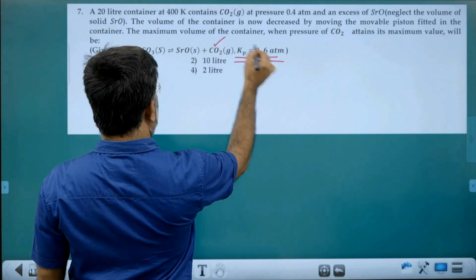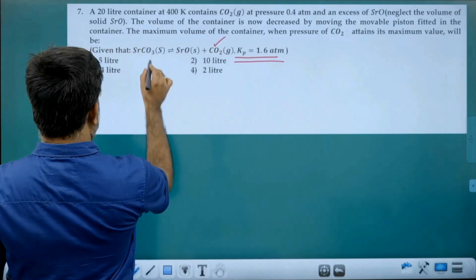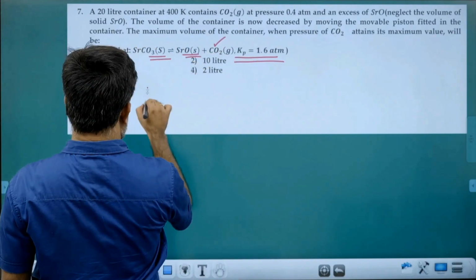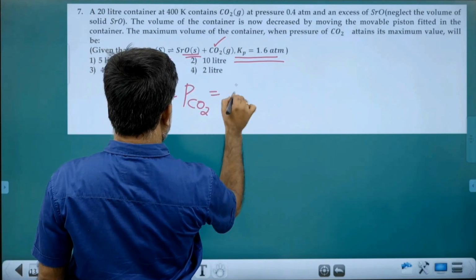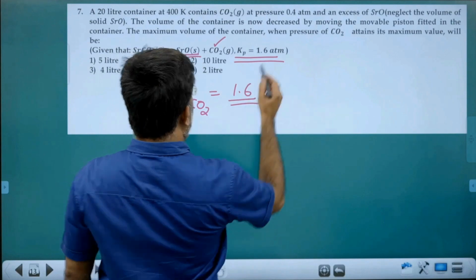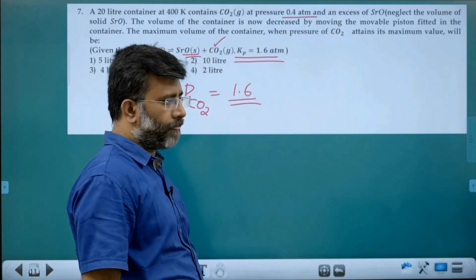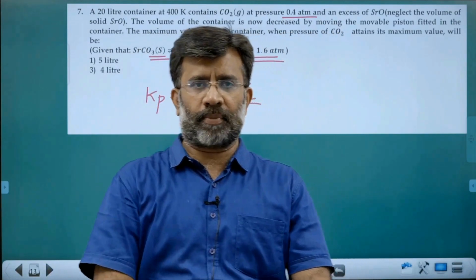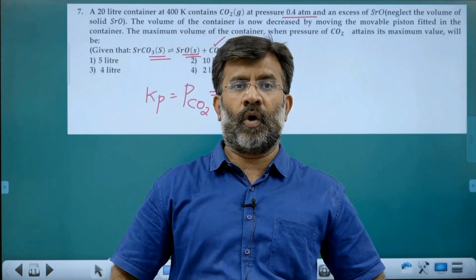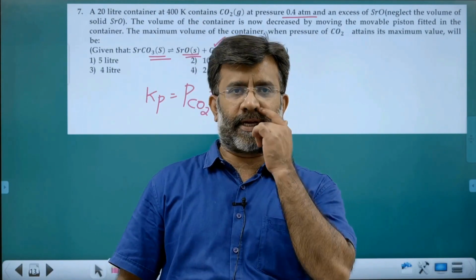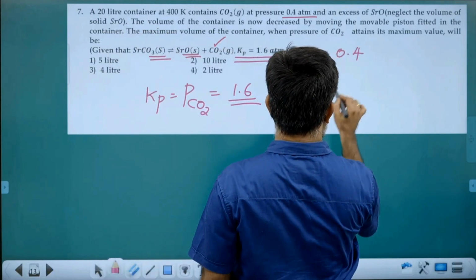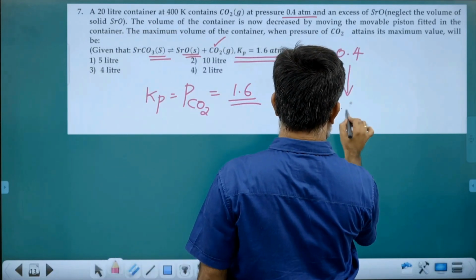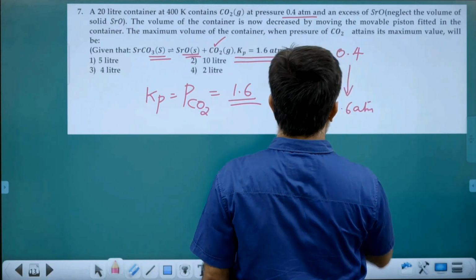The equilibrium pressure is 1.6 because the other component is a solid. Therefore, Kp is equal to the partial pressure of CO2, which is 1.6. Now the pressure is 0.4 atm, so the 0.4 atm pressure can increase up to 1.6 atm.